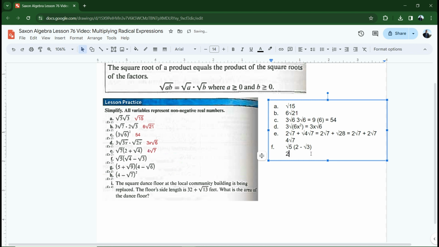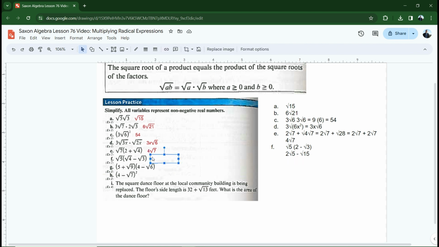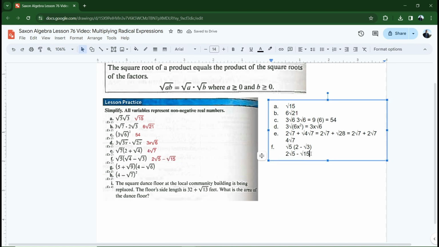Square root of 5 times 2 is 2 times the square root of 5, minus, I'm keeping the minus sign here, the square root of 5 times 3, which is the square root of 15. Square root of 15 can't be simplified any further. 2 times the square root of 5 can't be simplified any further. I can't combine them because they don't have the same radical at the end. So this should just be 2 times the square root of 5 minus the square root of 15. Bam, got the right answer.